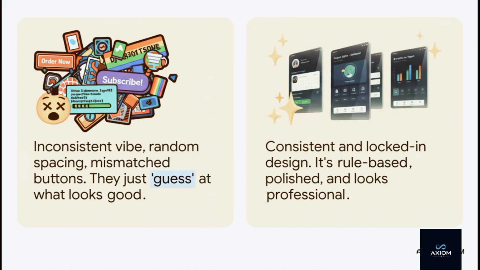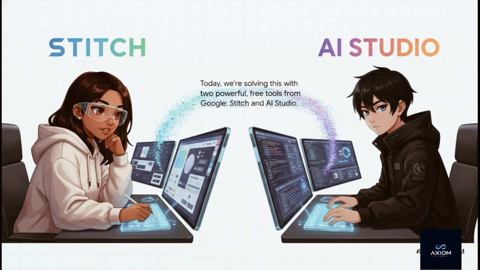The Google workflow we're looking at today is completely different. It's built on rules, which means you get a design that's consistent, locked in, and professional every single time. The magic behind this entire workflow comes from two, again, free Google tools, Google Stitch and Google AI Studio. Think of it like this. Stitch is where we create the design blueprint, and AI Studio is where we bring that blueprint to life and make it actually work. Together, they are a seamless pipeline from idea to a real live app.